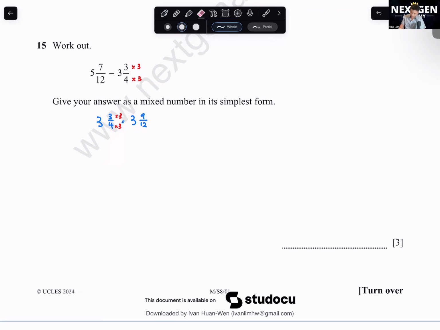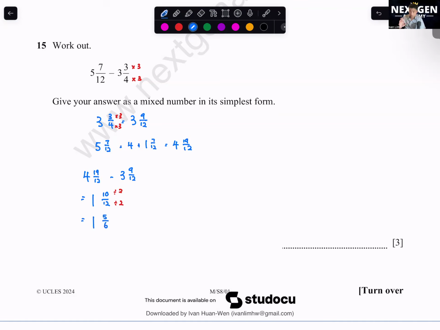3 and 9 over 12. We need to borrow from here, not from here. 5 and 7 over 12. How do we borrow it? We will take 4 plus 1 and 7 over 12, which is 4 and 19 over 12. So we use these two numbers, 4 and 19 over 12 minus 3 and 9 over 12, which will get 1 and 10 over 12. We can divide by 2, 1 and 5 over 6.